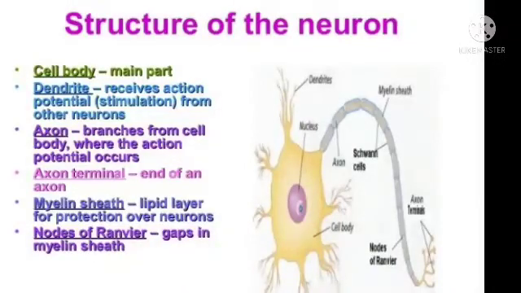Structure of the neuron. Cell body is the main part. Dendrite receives action potential from other neurons. Axon branches from cell body where the action potential occurs. Axon terminal is the end of an axon. Myelin sheath is a lipid layer for protection over neurons. Nodes of Ranvier are the gaps in the myelin sheath.